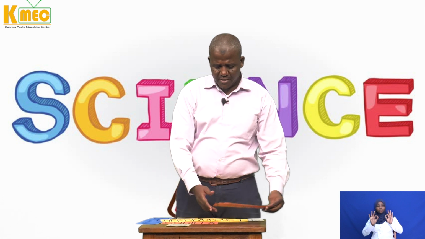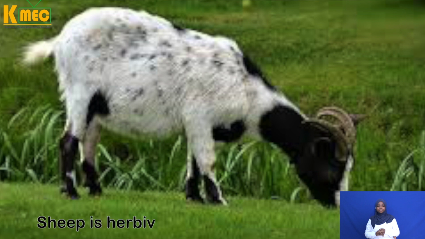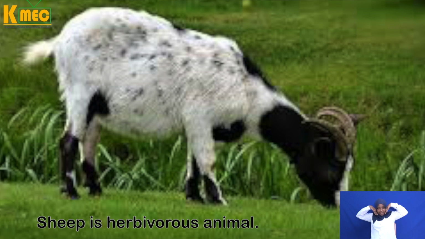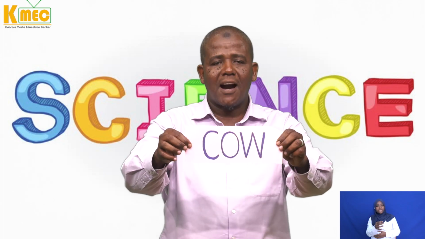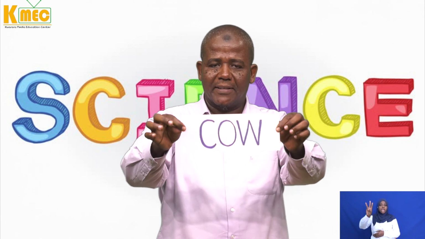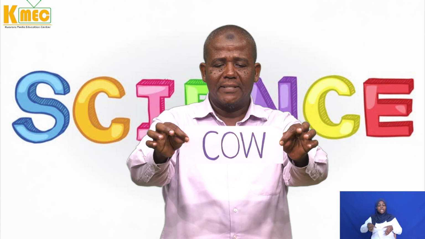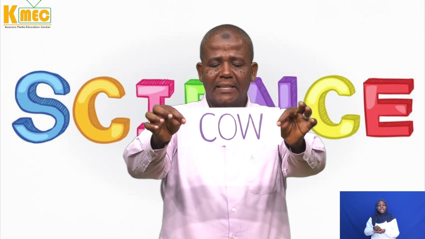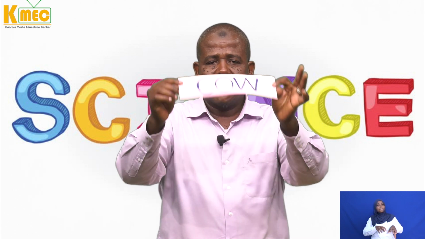Okay, here we have another example of herbivorous. Sheep. Sheep is herbivorous animal because sheep eats only plants. Cow. Good. Cow is herbivorous animal because it eats plants.